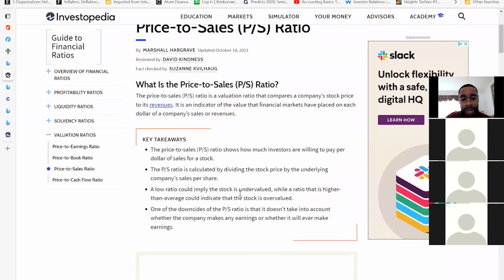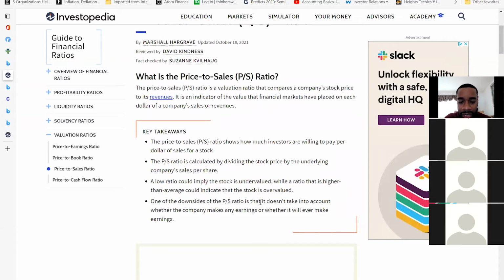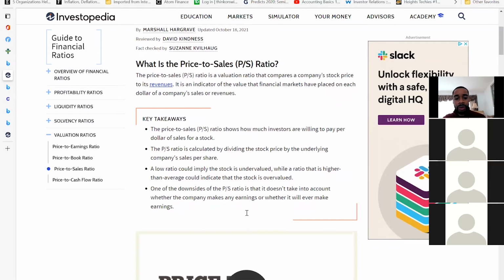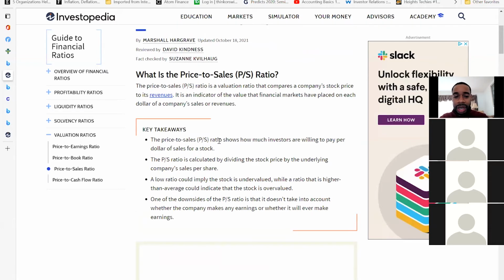A low ratio could imply that the stock is undervalued, while a high ratio could indicate that the stock is overvalued. On the downside, the price to sales ratio doesn't take into account whether the company makes any earnings or whether it will ever make earnings. Especially for tech companies, price to sales ratio is very important, because a lot of those companies aren't profitable, or even if they are a little bit profitable, the PE could be misleading because these companies need to get to scale. Scale meaning going from 100,000 users to 50 million users, right? Once they can really get to scale, they can get some really nice profits.